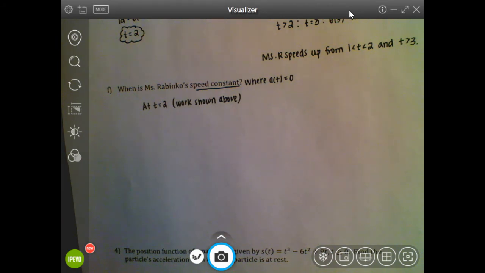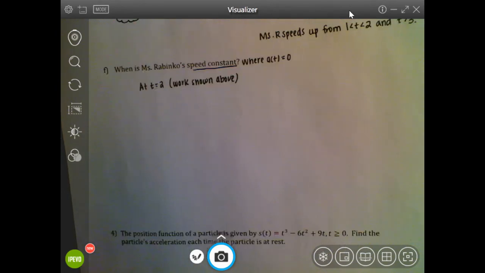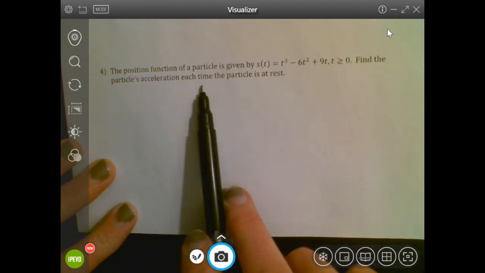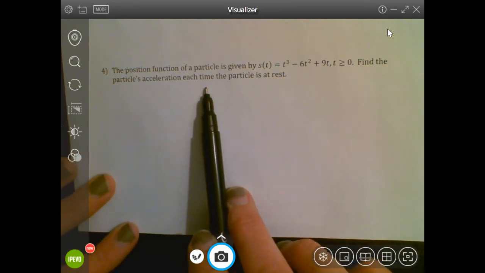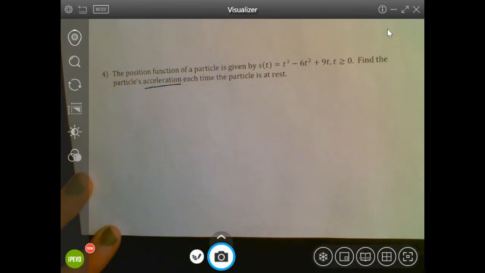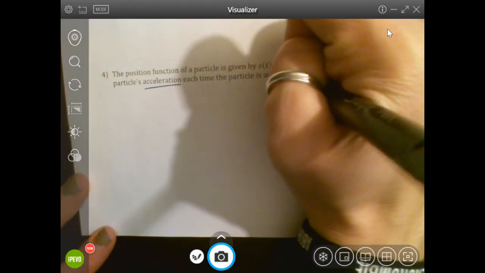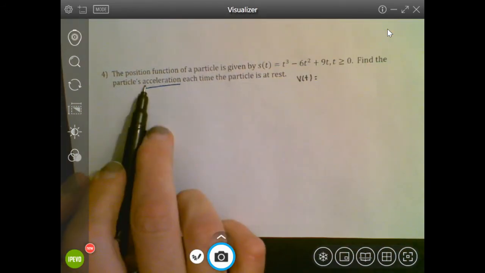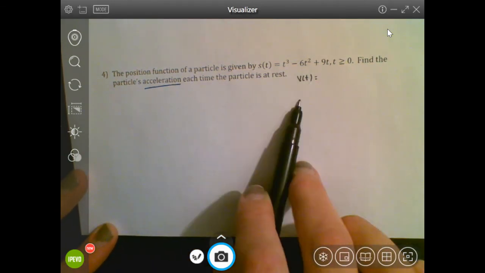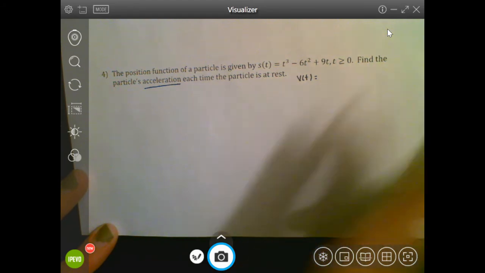And then the last thing we want to answer about these particle motion questions is another computational problem that you might run into. It's telling us again about the position function. We want to know the particle's acceleration each time the particle is at rest. So we're ultimately looking for a of something. If I'm looking for acceleration, I need to first figure out what my velocity function is from position, and then figure out what my acceleration is going to be from there.